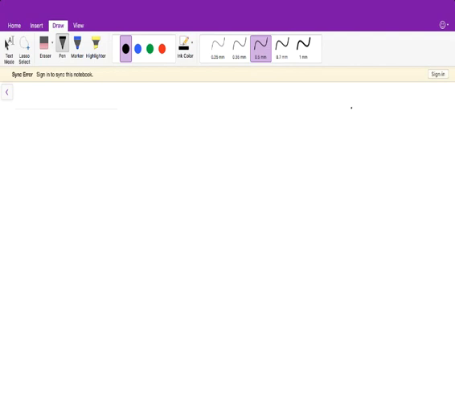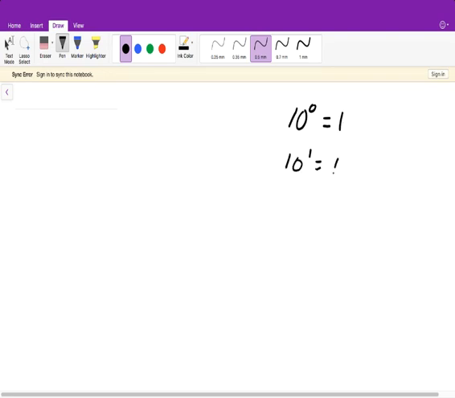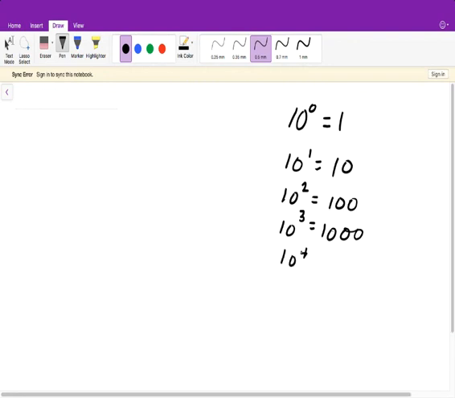The first thing I want to do is start out by writing out some of our multiples of 10. If we do 10 to the 0, as we learned before, anything raised to the 0 power is 1. 10 to the first is equal to 10. 10 squared is equal to 100. 10 cubed is equal to 1,000. 10 to the fourth is equal to 10,000, etc. Essentially, in each step we're multiplying by another 10, raising our power by one. That's why we go from 0 to the first, second, third, fourth, and so on if we want to continue.